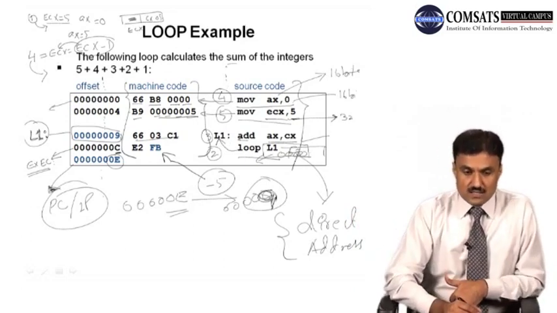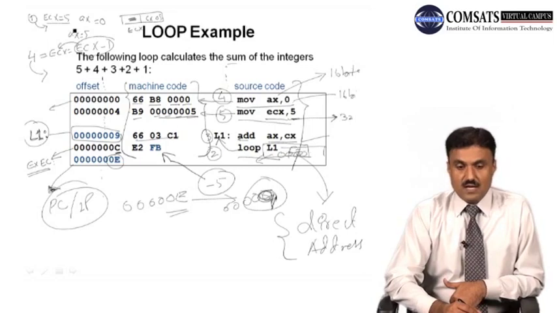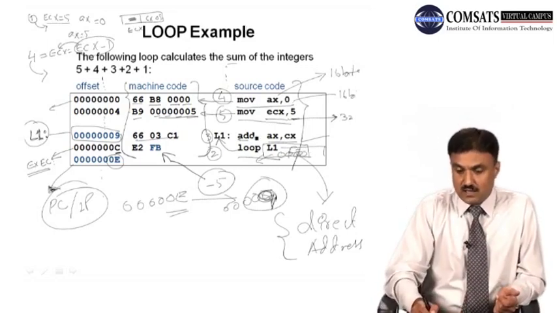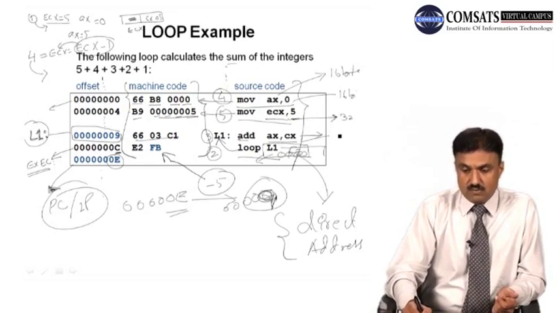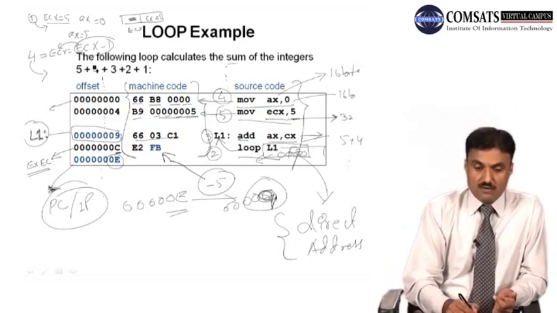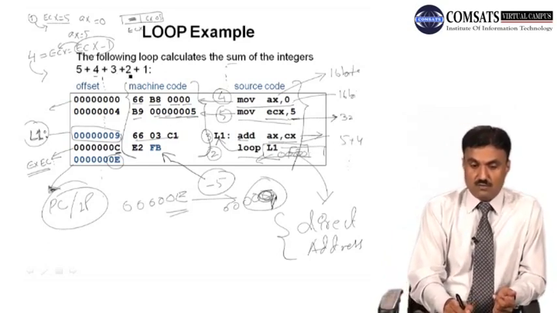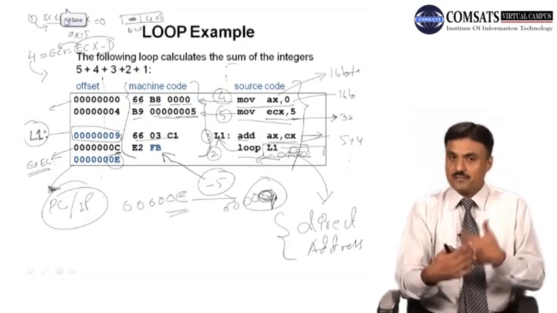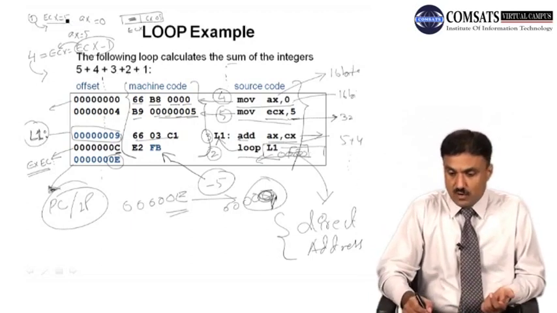This time ECX is equal to 4 and AX is equal to 5, so we add them. ECX and AX are being added again, so this will be 5 plus 4. AX will be 9, and so on. So it will add 5 with 4 with 3 and 2 and 1. When ECX is equal to 1, what will happen? It will decrement at this point.